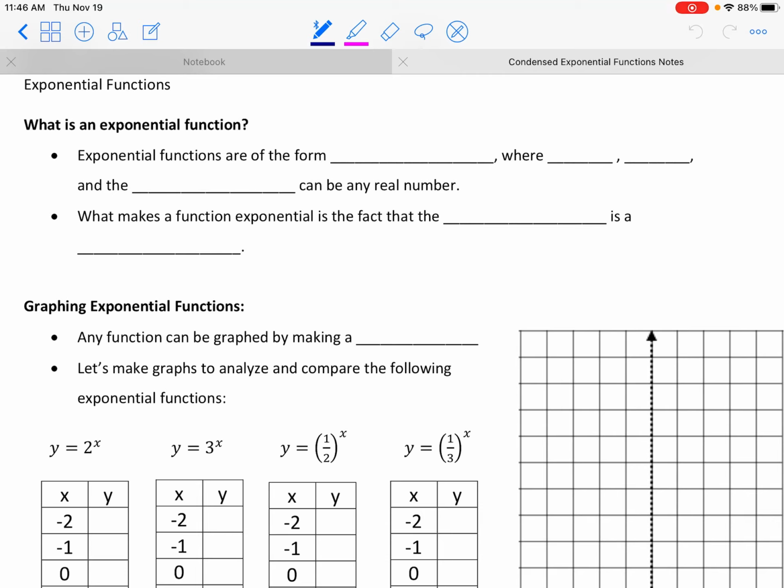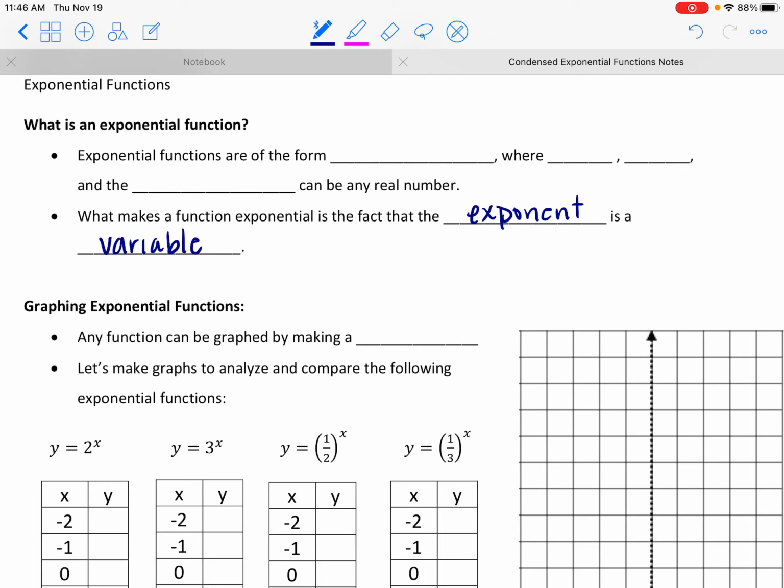Okay, so exponential functions still have variable exponents. So what makes a function exponential is the fact that the exponent is a variable. So for example, y equals x squared, not exponential. That's not a variable exponent, okay? That is a quadratic function. So we're looking for an exponent as a variable.